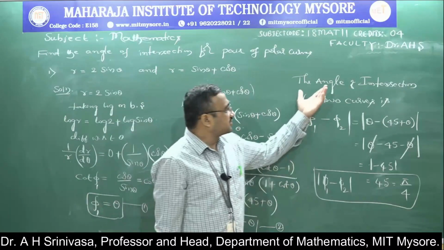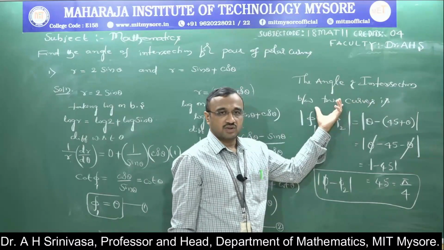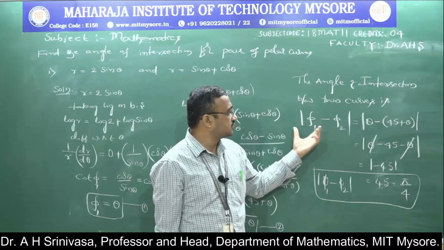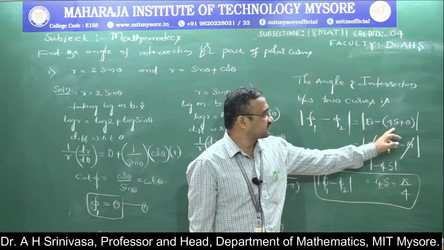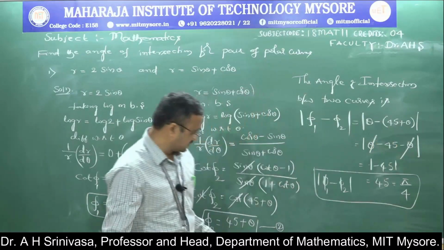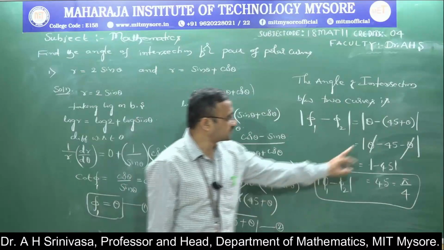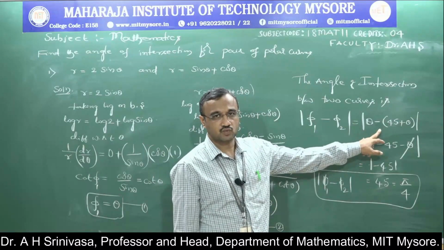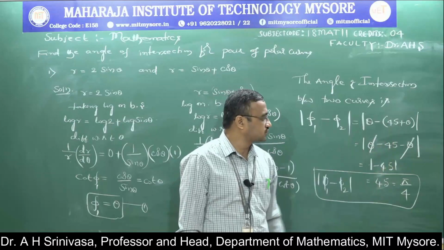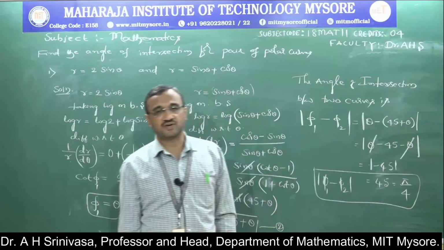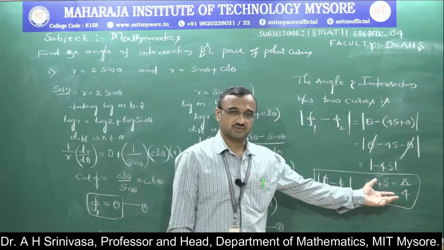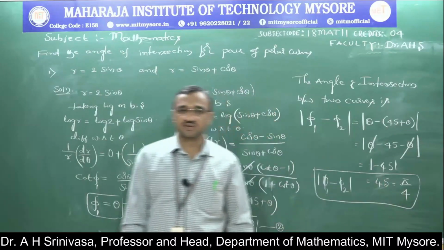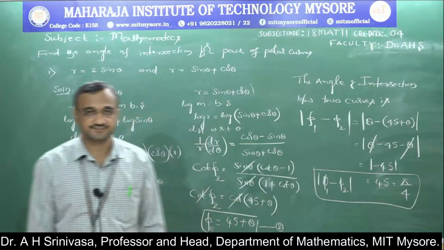I want here the angle of intersection between two curves. You have to use this formula, the absolute value of phi 1 minus phi 2. That is theta minus the second term, 45 plus theta from the second equation, which we substitute here. Now cancellation of these two, we get minus 45. It's an absolute value; the angle cannot be negative, so I have to take it as positive. We converted in terms of radian, we get pi by 4.